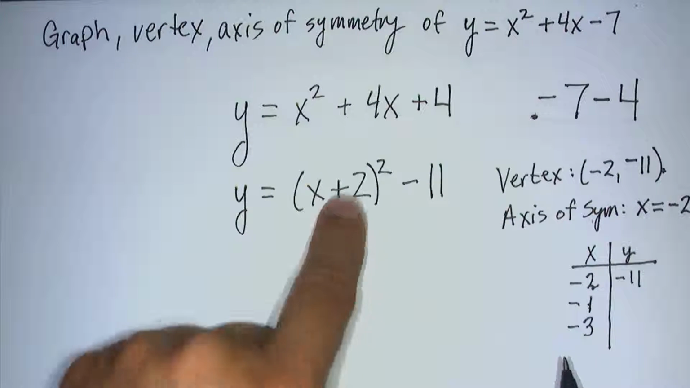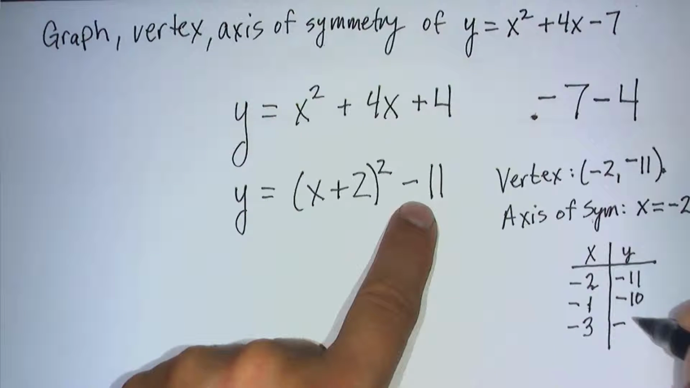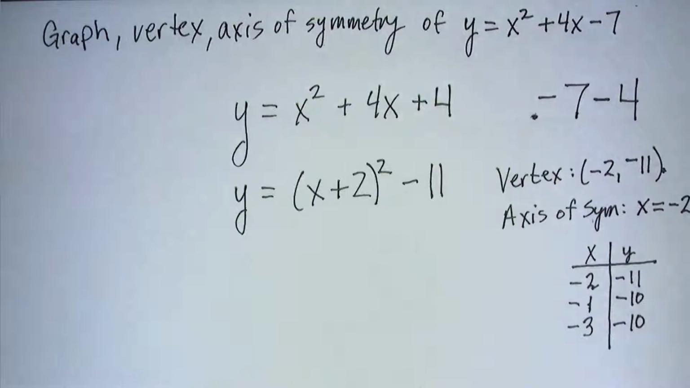Negative 1 squared is 1. 1 minus 11 is negative 10. So there's 2 points, and then you can kind of see the shape and move on from there. Some teachers ask for more than 1 point. I'm not going to stress the fact of graphing here, but I do want to show you that this is true on the calculator.